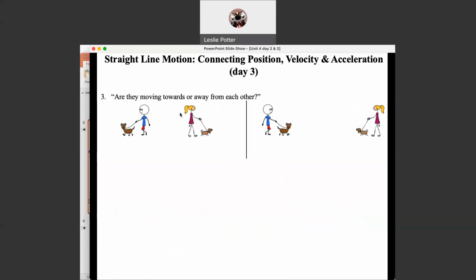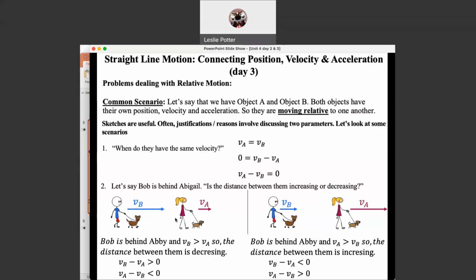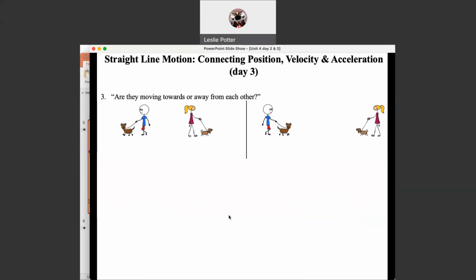In this scenario, are they moving towards or away from each other? It's kind of obvious. They're moving away from each other here and towards each other here. So it's a little more obvious, right? These scenarios of towards and away were a little less obvious. It's more like, will Bob catch Abigail or not? But the justifications kind of change now.